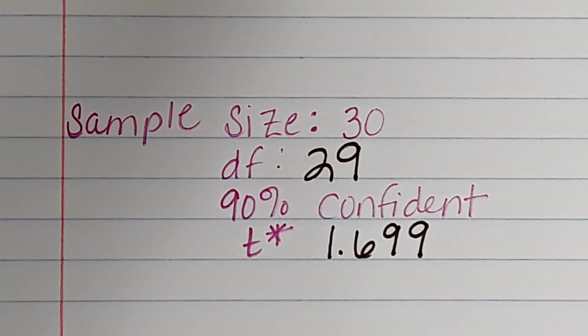So T star is used in two different ways. It's used for confidence intervals, and it's also used for significance tests. Right now, we're using it for confidence intervals, so we're going to use the bottom numbers. Once we get to significance tests, we're going to use the top numbers, the upper tail probability.